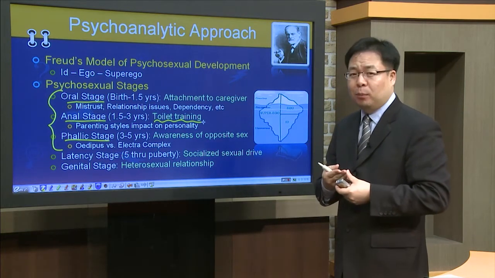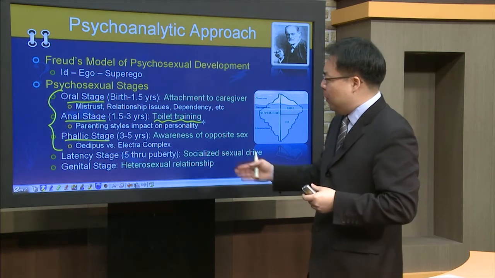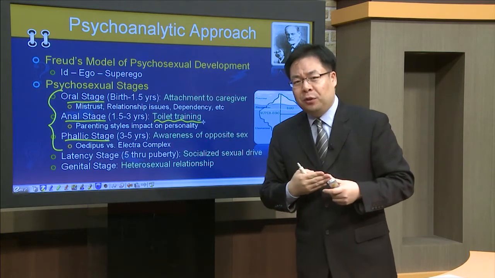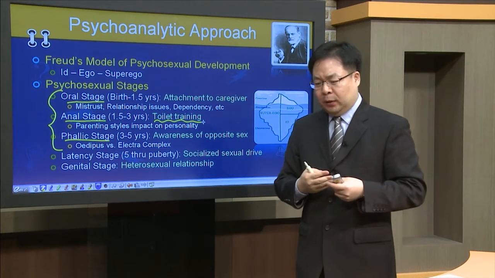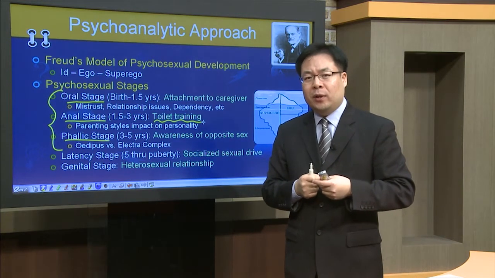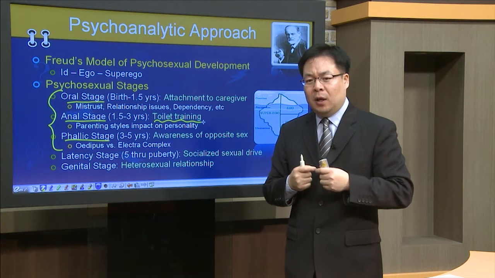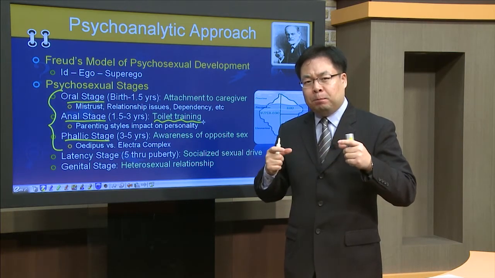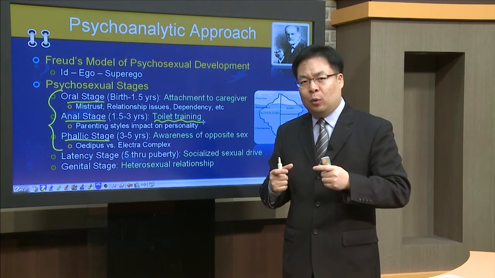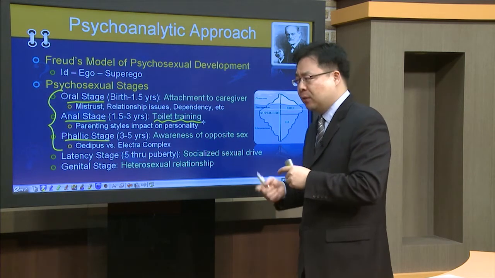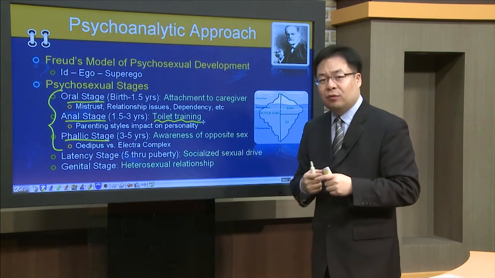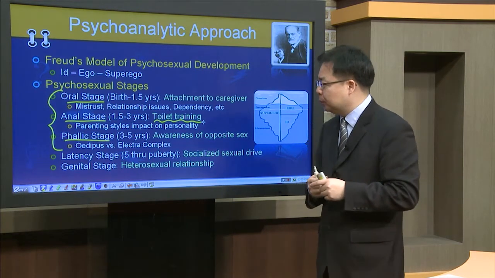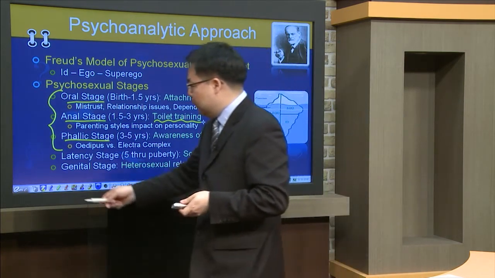If they are not able to resolve that conflict, they would also experience some abnormal development as well. So based on this stage theory from the psychoanalytic approach, the key point from this perspective is that abnormal development originates from past experience, in particular the first 3 to 5 years of experience. Next one.